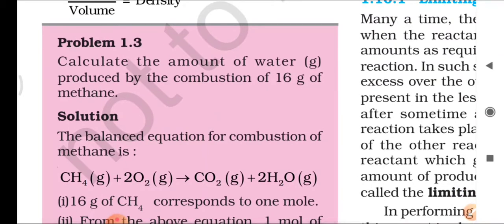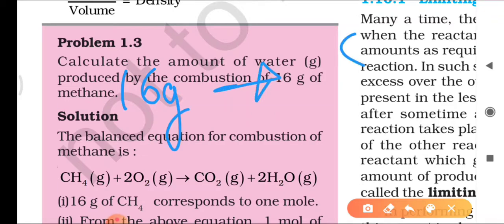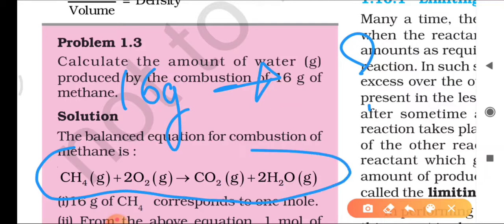Calculate the amount of water produced by combustion of 16 gram of methane. I think we don't need to solve this equation; we have already discussed these equations. Again, the question is very simple. It is asking that if 16 gram of methane is taken, how much water will be produced, right? So first we are going to write a balanced chemical equation. It is written here, right?